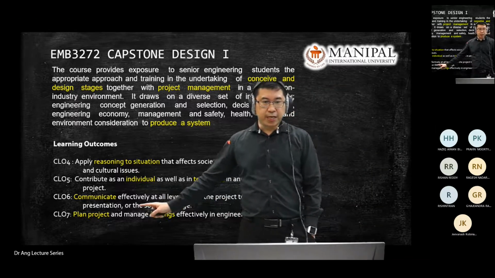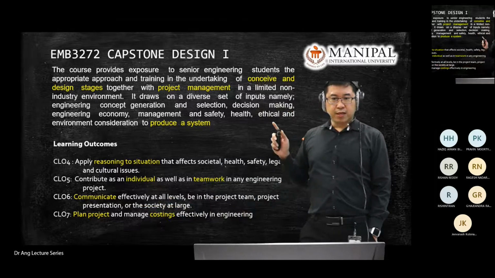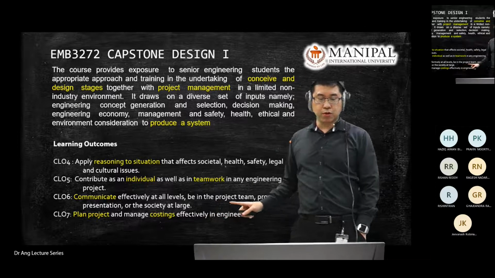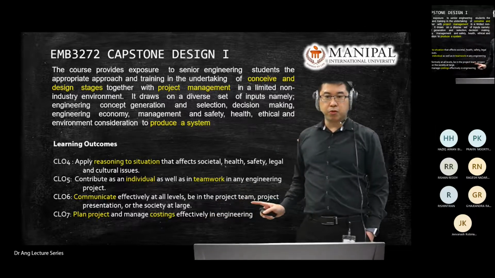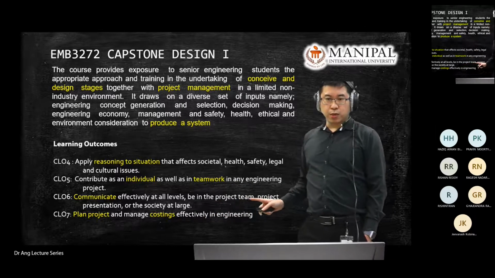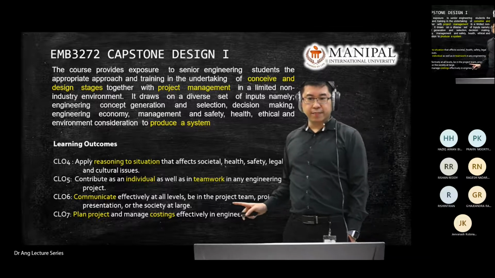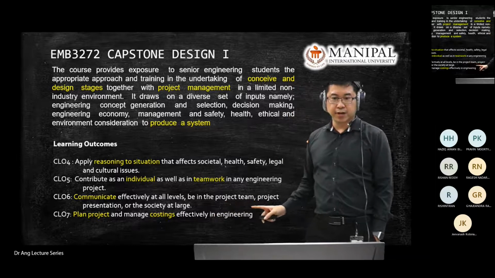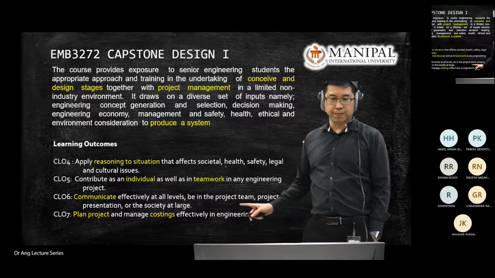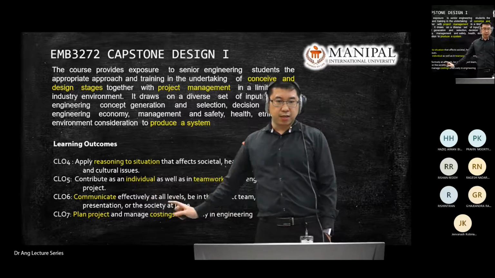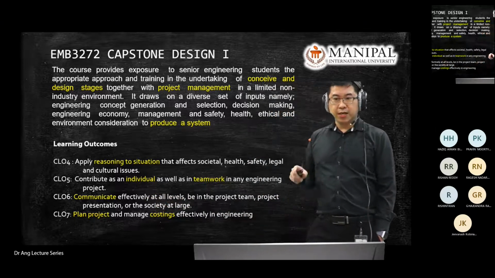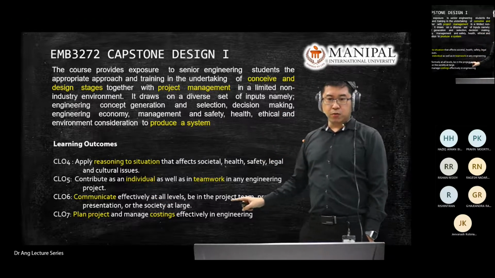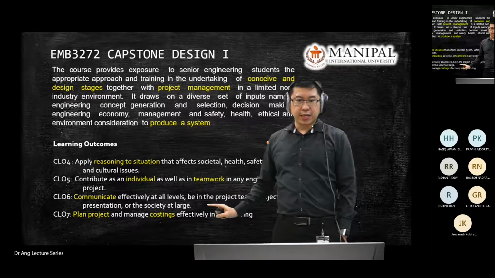Then the next one is communicate. In Capstone Design 1, you learn how to communicate with your friends, especially in group projects. You have to communicate your ideas and then synchronize them to become the final product or final solution. When it comes to presentation, make sure you discuss, this part I present, that part you present. Make sure you distribute the work evenly.